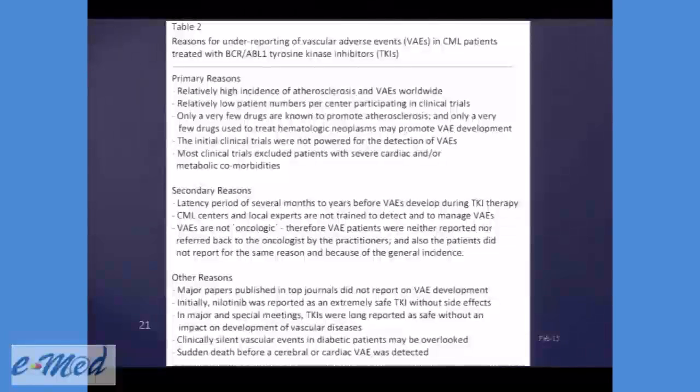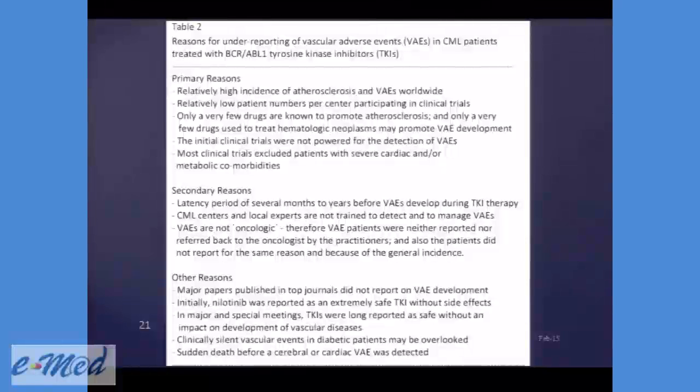Awareness to vascular adverse events in CML patients treated with TKIs increased only in recent years. Several causes might contribute to ignorance of these side effects. These include the low number of patients per center participating in clinical trials, since CML is a rather rare disease, the fact that atherosclerotic disease is rather common, and the fact that most clinical trials excluded patients prone to develop cardiovascular side effects. Furthermore, vascular adverse events are not related to as an oncological side effect, and thus might be underreported.